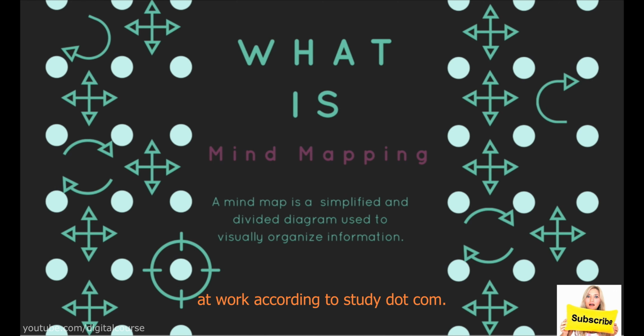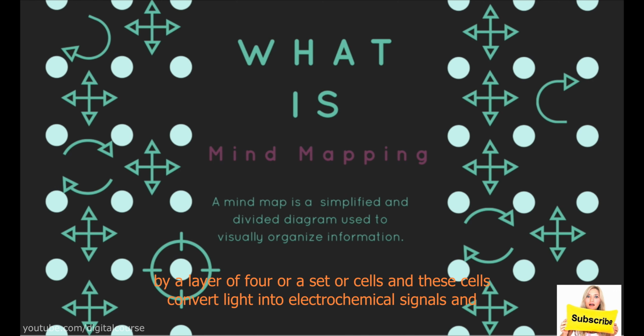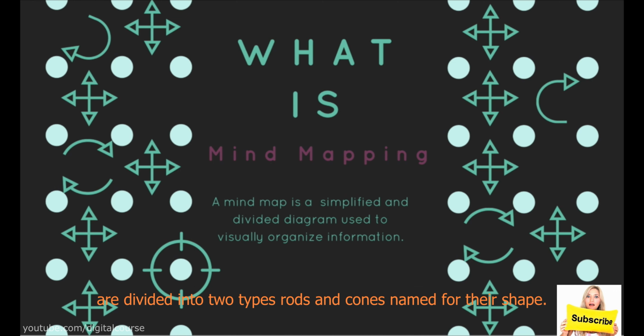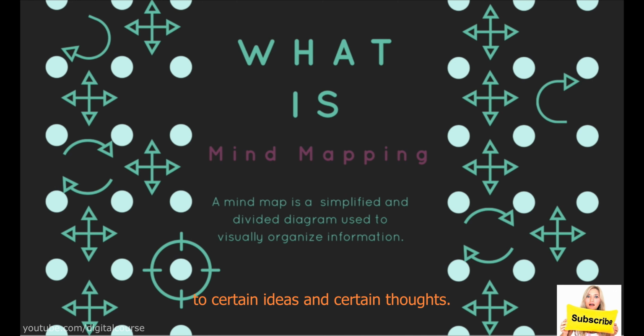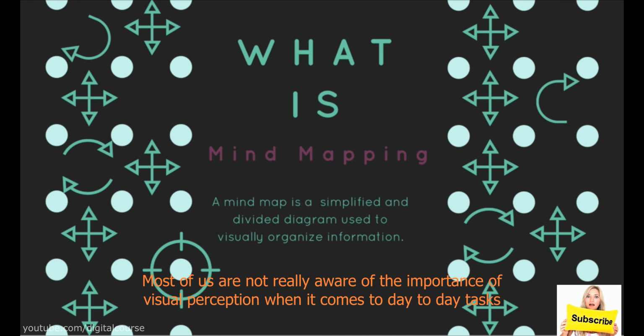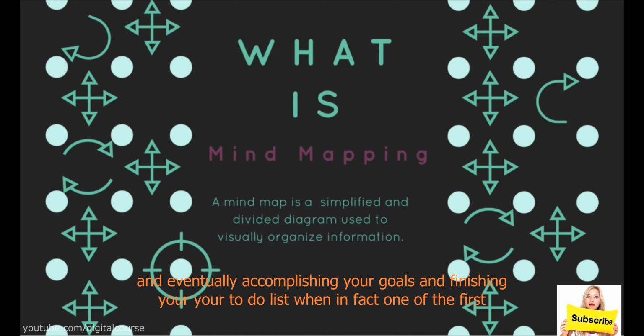According to study.com, generally speaking, visual perception is when the eye focuses light onto the retina, where it is absorbed by a layer of photoreceptor cells. These cells convert light into electrochemical signals and are divided into two types, rods and cones, named for their shape. Eventually these play the essential role inside your brain to be able to link certain visual perceptions to certain ideas and thoughts. Most of us are not really aware of the importance of visual perception when it comes to day-to-day tasks and eventually accomplishing your goals and finishing your to-do list.